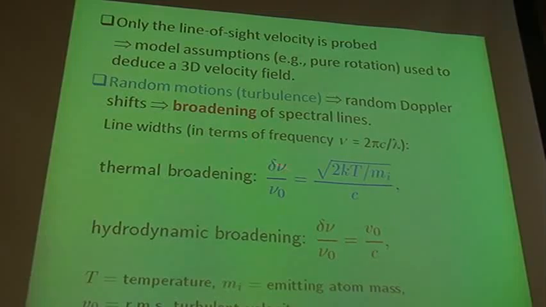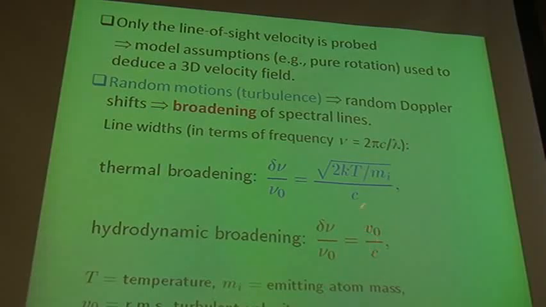If the gas has a temperature T, then this is the mass of the ions involved, most often protons, Boltzmann's constant, and this c is the speed of light. So this delta nu is the width of the line in terms of frequency. This is the thermal broadening. With broadening due to random motions, again, if V0 is the typical random velocity, RMS velocity, then this will be the broadening.